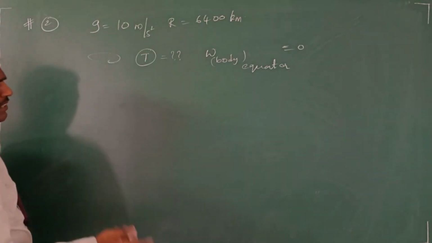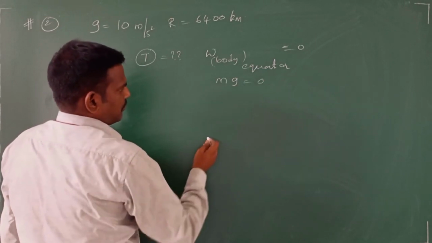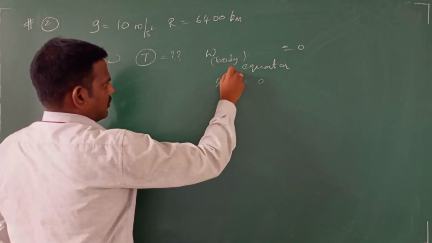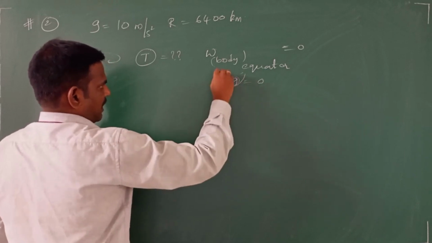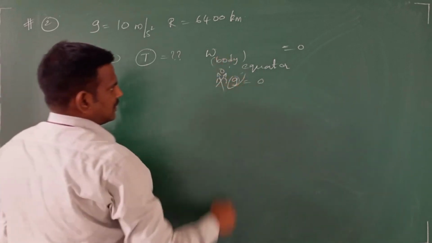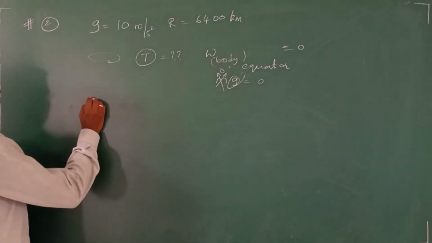Weight means what? m into g only. So for it to become 0, mass will never become 0, so there is only a chance for the acceleration due to gravity. Only the acceleration due to gravity can become 0. Then what is the value of g at the equator?